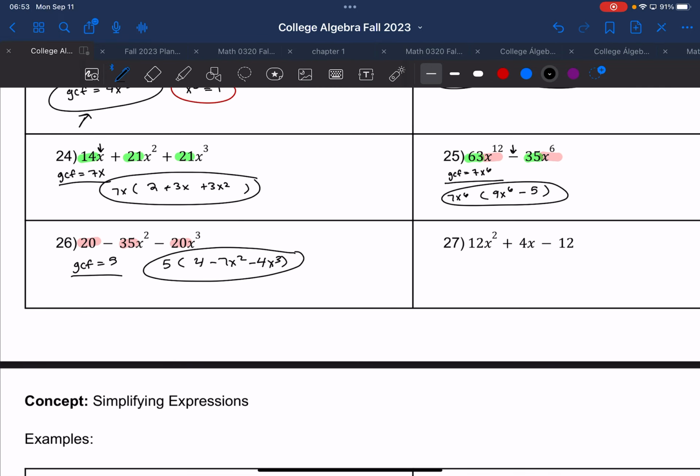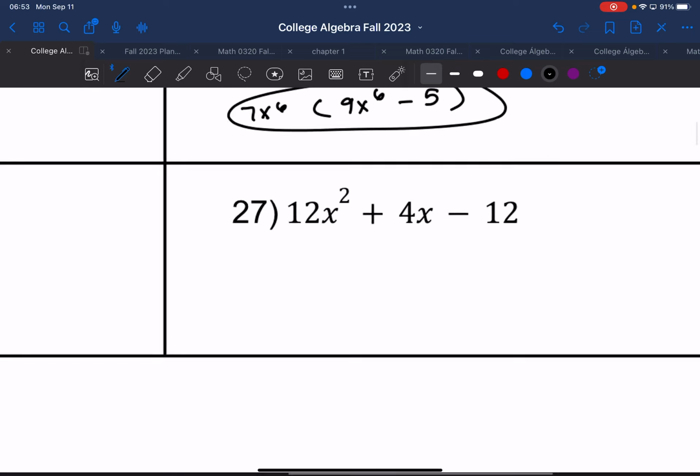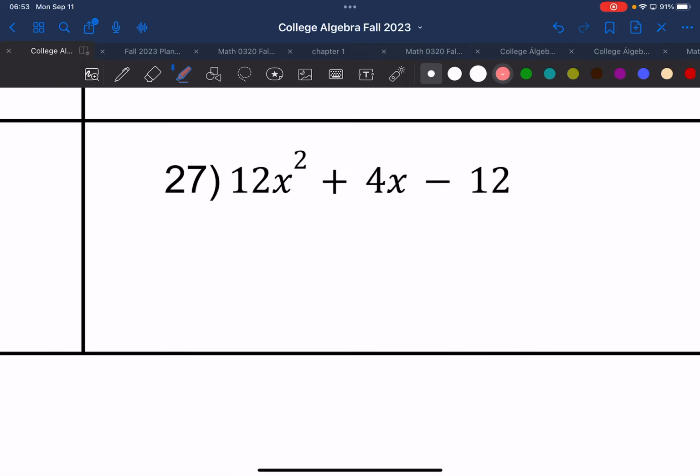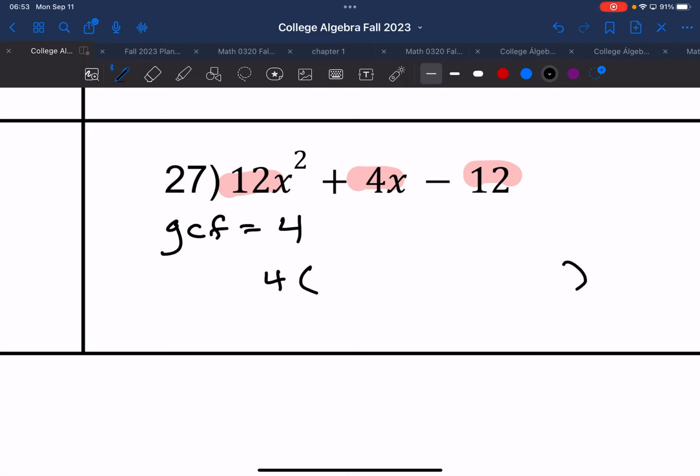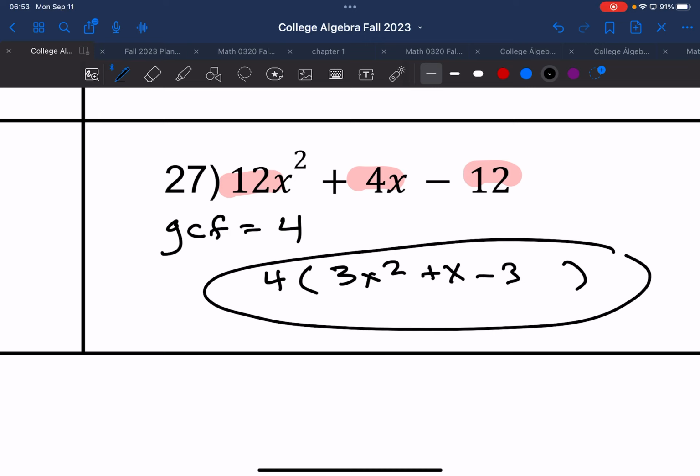Same with 27. We're only going to be taking out a number. What is that GCF? 4. Good. So it's the number that can go into 12, 4, and 12, and we said this is 4. So if we divide everything by 4, what's going to be left inside our parentheses? 3x squared plus x minus 3. Perfect. And that was us taking every single term here and dividing it by 4. Second term divided by 4. Last term divided by 4.